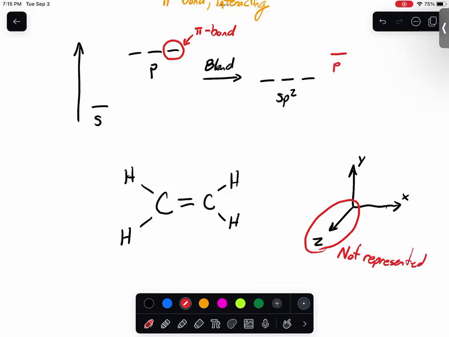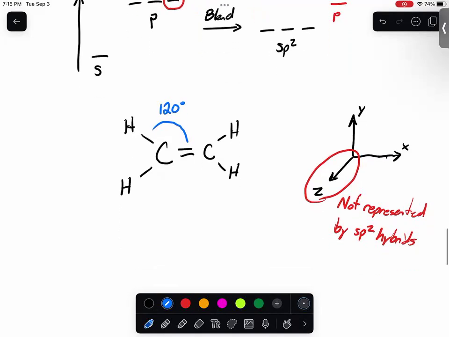And based on how we have it drawn, the z direction is currently not represented by hybrid orbitals, right? Instead, it's represented by the p orbital. That is the one that is going in and out of the page that's overlapping to form the double bond. And so for this one, instead of being that one, nice 109, to be the most stable, it is actually a 120-degree bond angle. And that makes this structure what we would call trigonal planar.